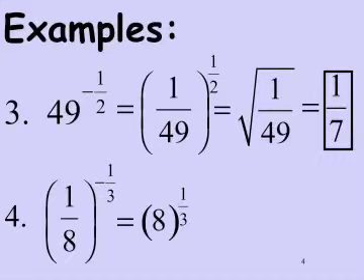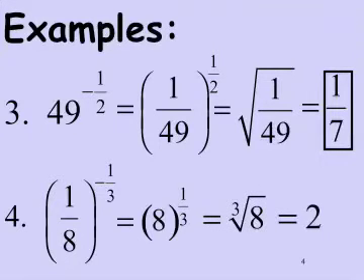In number 4, here we have 1 over 8 to the negative 1/3. Again, we need to take care of moving the numerator to the bottom and the denominator to the top because of that negative, and changing the exponent to a positive. 8 over 1 can simply be written as 8, and now we take the cube root of 8.